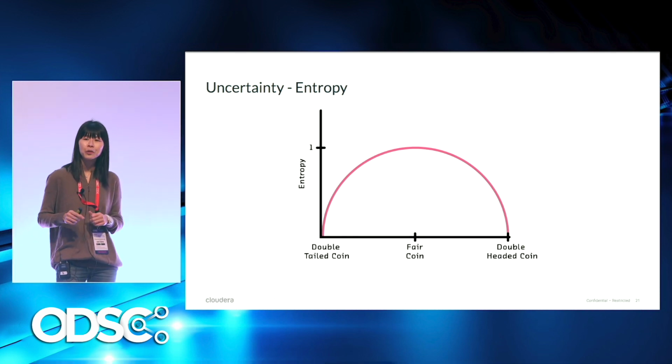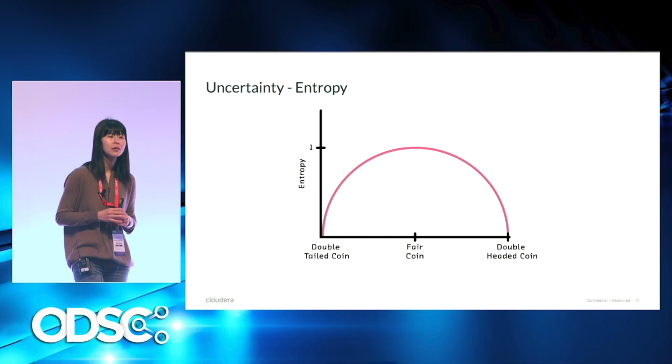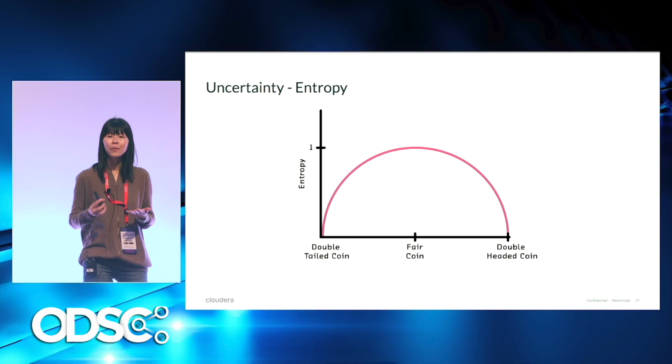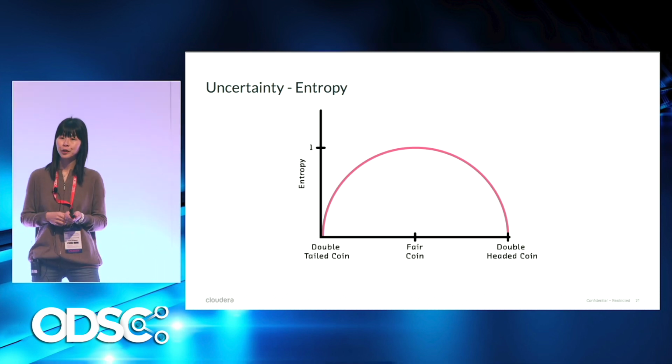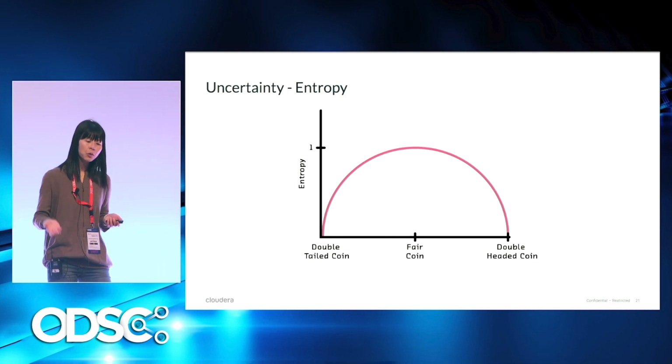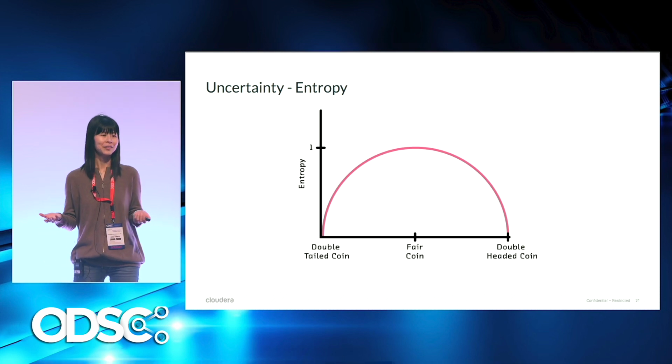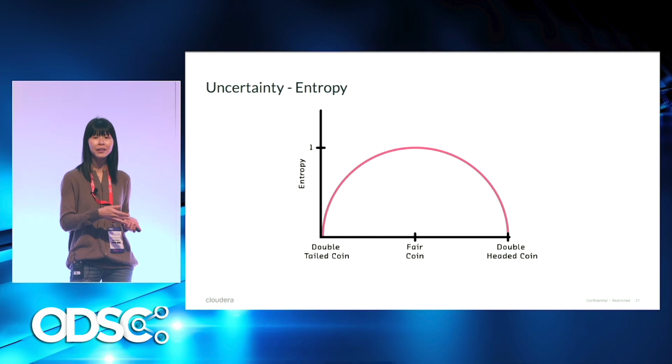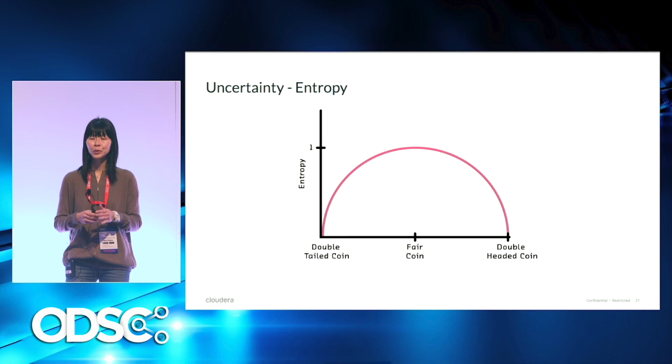The maximum entropy of a coin toss is 1. And when does that happen? That happens when we're tossing a fair coin. When you toss a fair coin, you don't really know what you're going to get. With equal likelihood, you will get a head or a tail. So it's a very uncertain event.